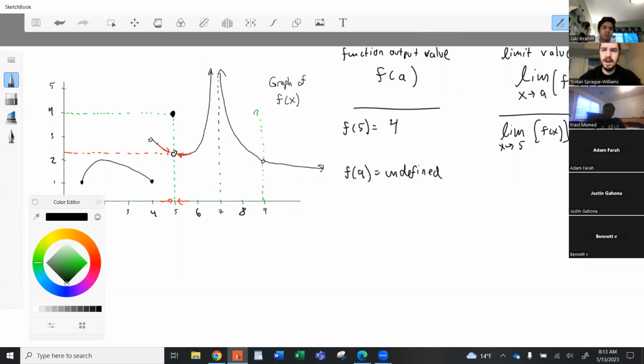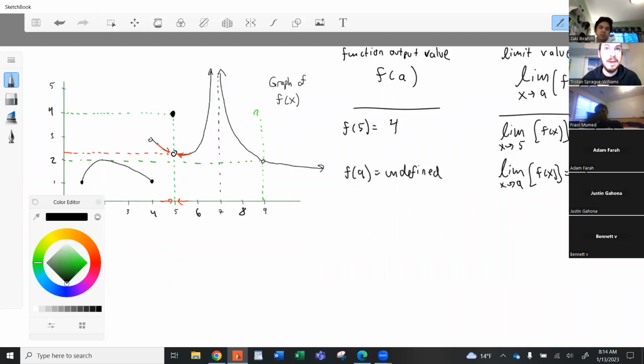But the limit of the function at 9 is defined. Limit as x approaches 9 of f of x. This is defined because it's just right here. And this is about 2 by the looks of it. So sometimes you can have the limit exist, but the function value not.